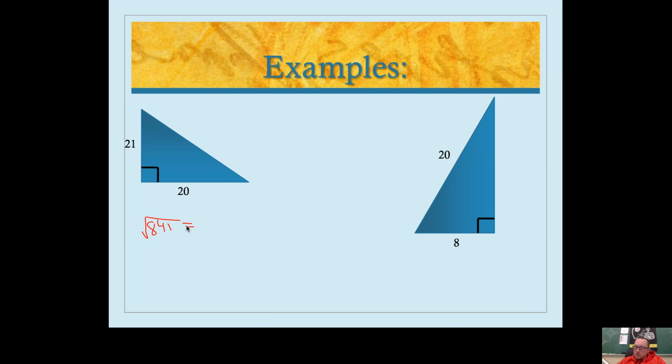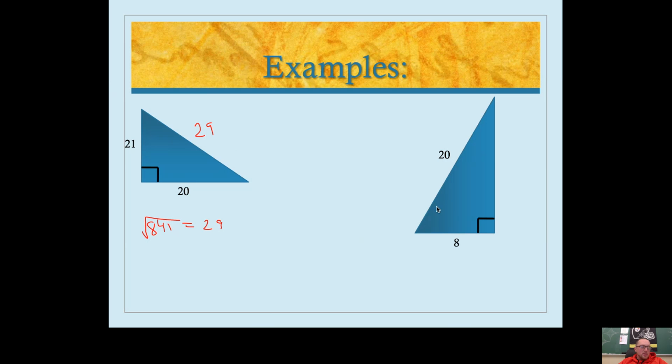Yeah. So you type into your calculator square root of 841, and it's going to give you an answer of 29. So this side has a length of 29. When this is 20 and this is 21, that must be 29. We use the Pythagorean theorem.